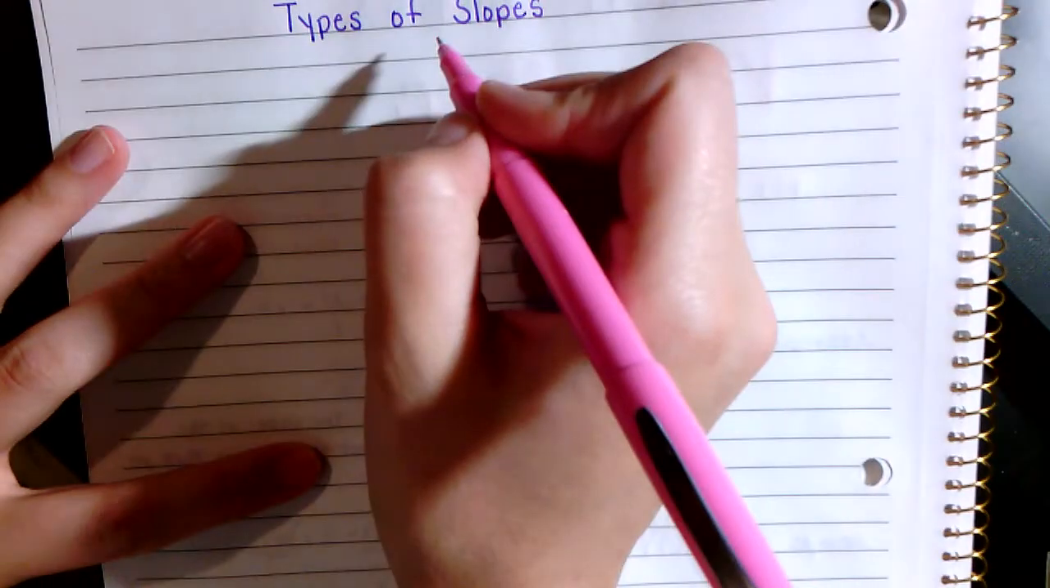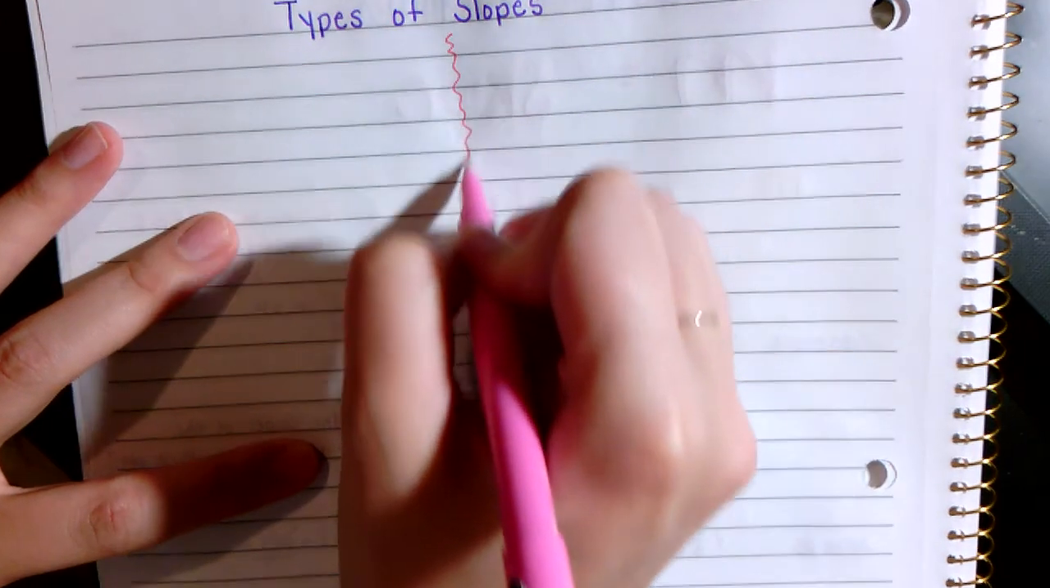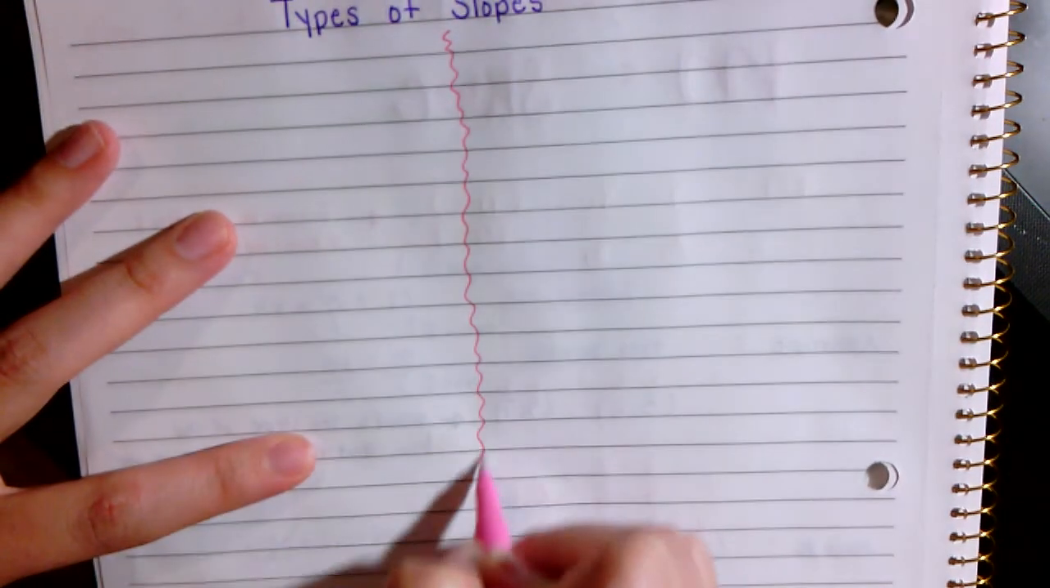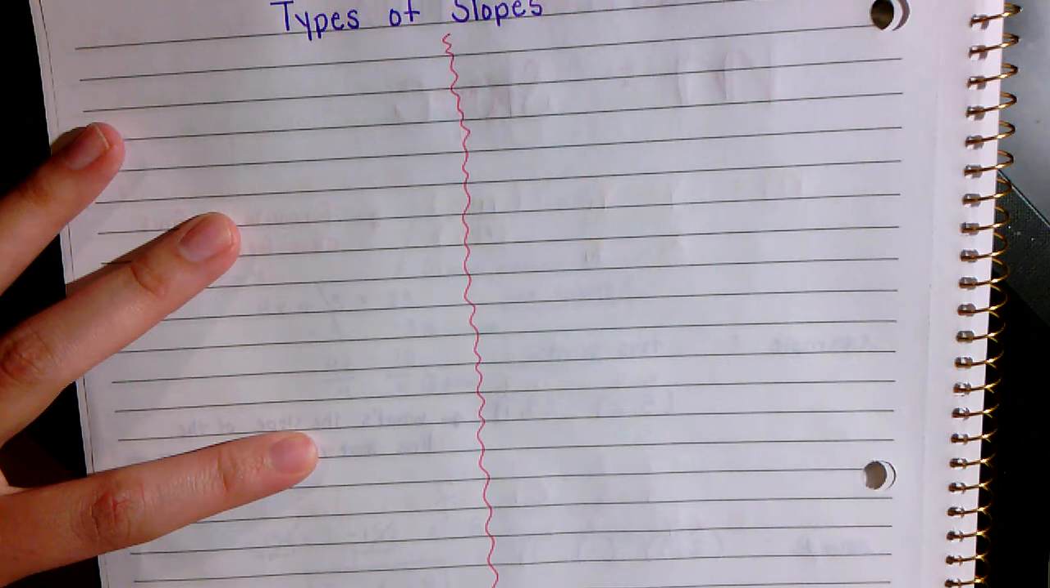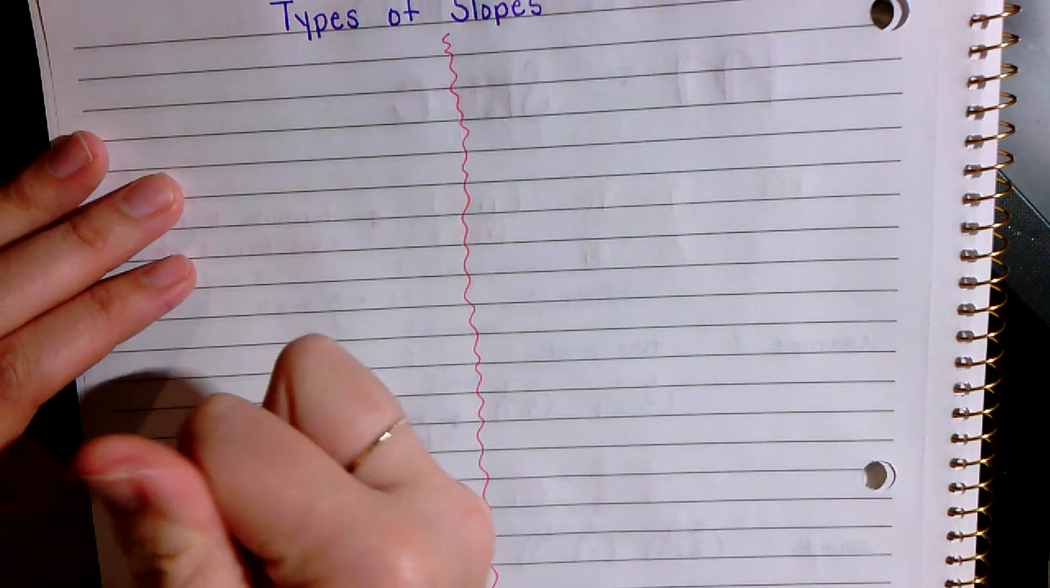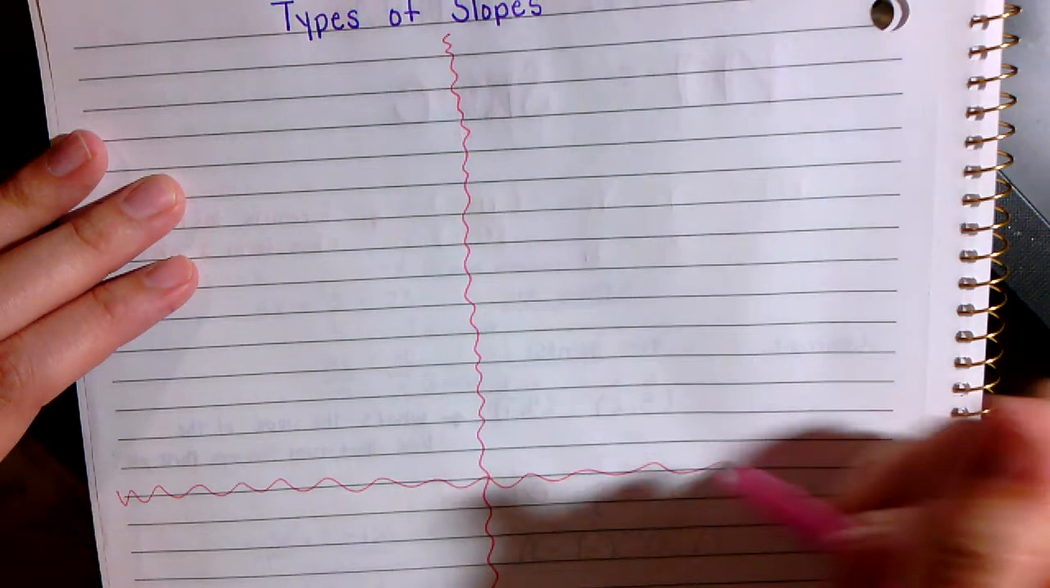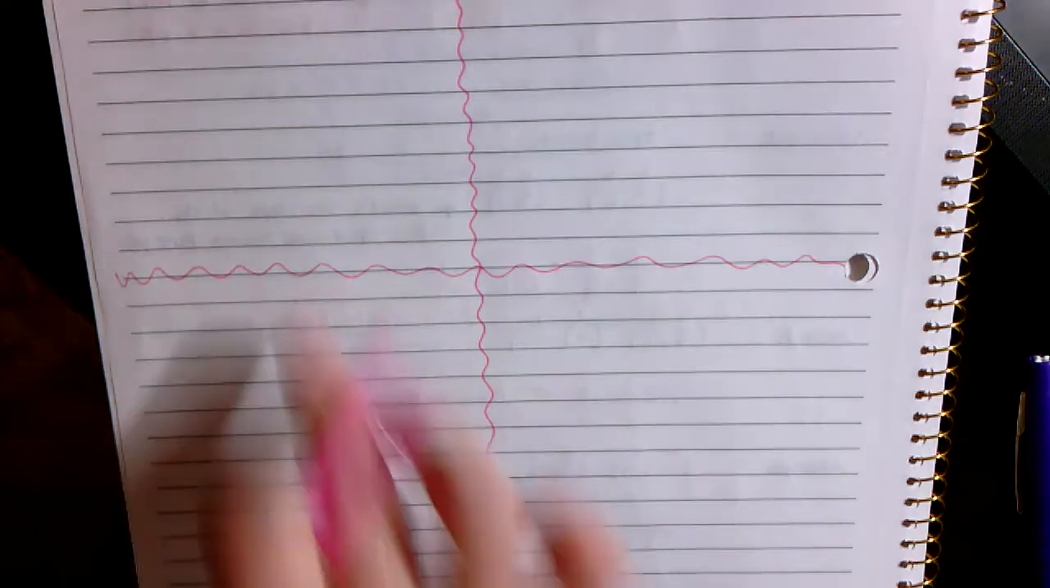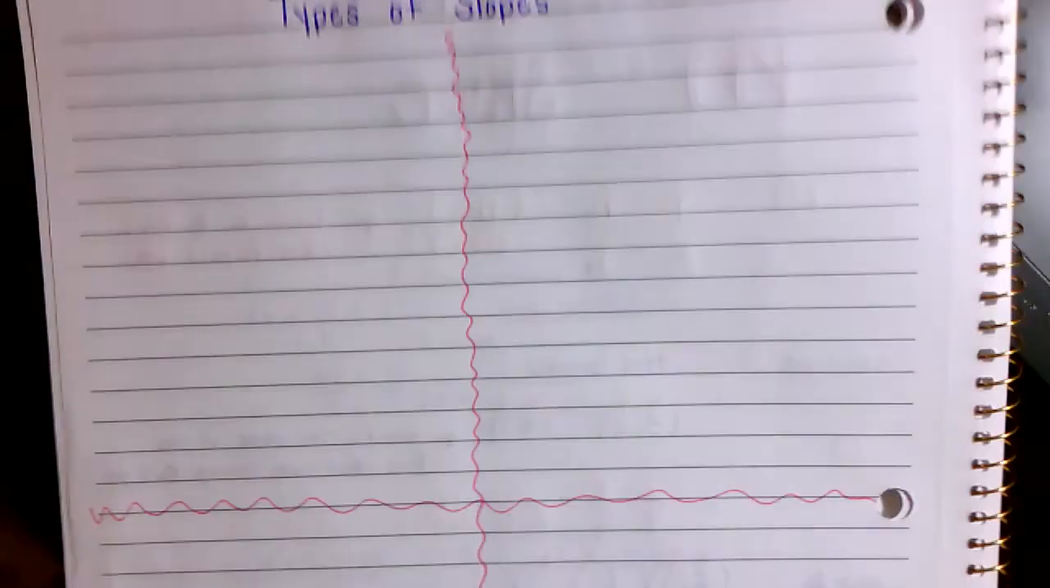Okay, types of slope. So if you want to just cut your paper into 4s, I'm just going to draw a line straight down the middle. Then I'm going to draw another line straight through the middle. So my paper will end up having 4 blocks on it. Okay, and I'm going to put one type of slope in each.